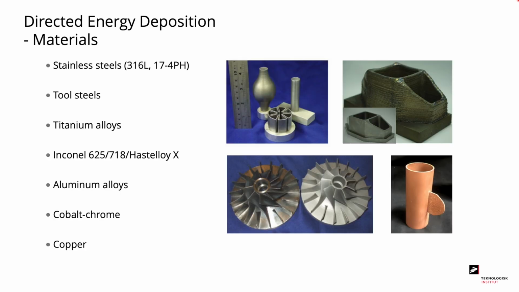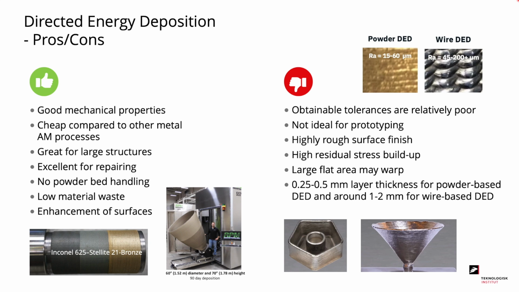The available materials for directed energy deposition include stainless steels, titanium alloys, Inconel, aluminum alloys, and even copper. If we have a look at the pros and cons of the directed energy deposition process, we can see that you will obtain good mechanical properties. It is cheap compared to other metal AM processes, and it is great for large structures, as well as excellent for repairing. Some of the cons include the obtainable tolerances being relatively poor. It is not ideal for prototyping, and you will have a highly rough surface finish.